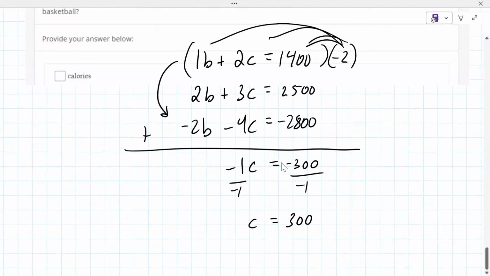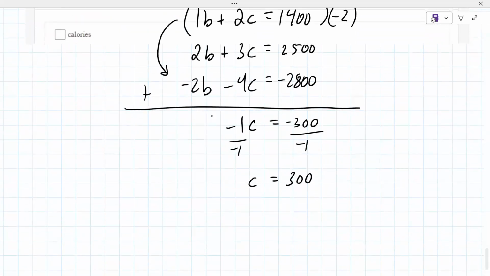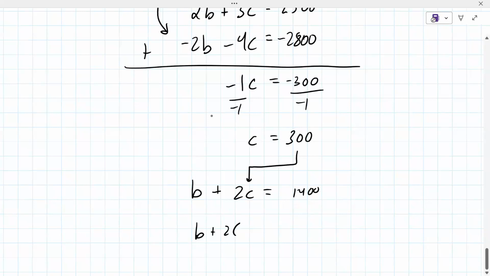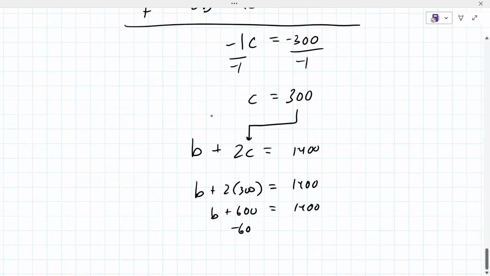All right, I'm trying to get through this problem. I do have a stop here shortly. So the equation we're going to use is B plus 2C equals 1400. We're going to put that C value in here. So it's B plus 2 times 300 equals 1400. B plus 600 equals 1400. We're going to subtract 600 from both sides. B equals 800.